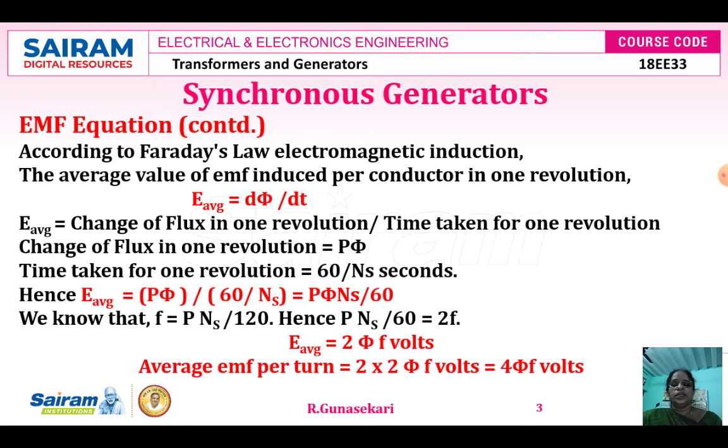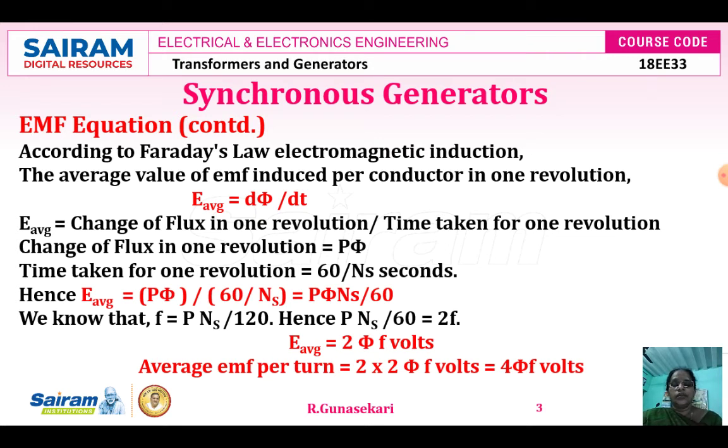But we know the Ns formula. Ns is equal to 120f divided by P. So therefore f is equal to PNs divided by 120. So therefore PNs divided by 60 equals 2f only. Now we can substitute this in the above equation. Then we get E average equal to 2φf volts. Okay, this is the average EMF per conductor only.